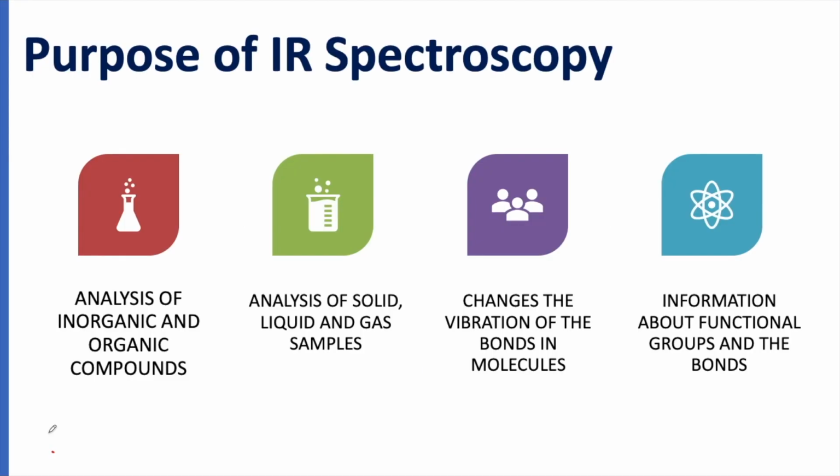Purpose of IR spectroscopy. Firstly, this technique is used for the analysis of inorganic and organic compounds. Secondly, this technique is used for the characterization of solid, liquid, and gas samples. Thirdly, with the help of this technique, vibrational changes in the bonds are produced, which then helps in providing the information about the functional groups and the bonds present in the molecule.